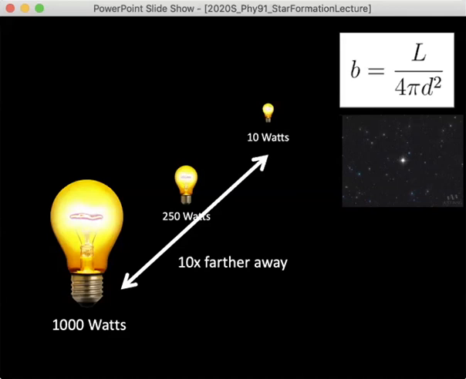But with astronomy, in the case of the headlights, that was the case where we had a sense of what the luminosity already was, and we used the brightness in order to infer something about the distance.